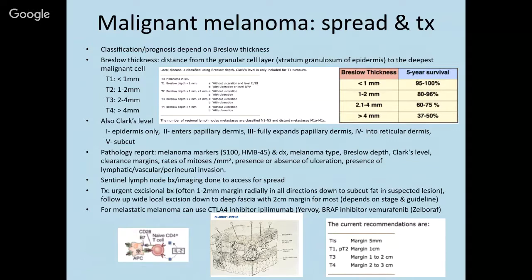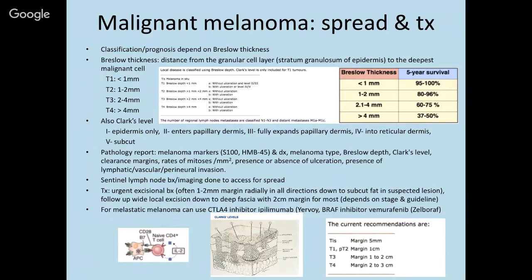So to treat it, you recommend urgent excisional biopsy. So you biopsy at the same time as you're cutting it out. So you'll often do a 1 to 2 millimeter margin radially, so horizontally in all directions, down to the subcut fat if you suspect a melanoma. And then you do the biopsy at the same time as trying to remove it, but often you will need to get better margins.